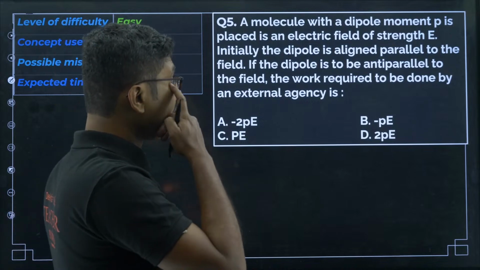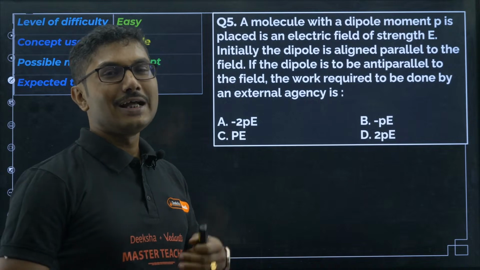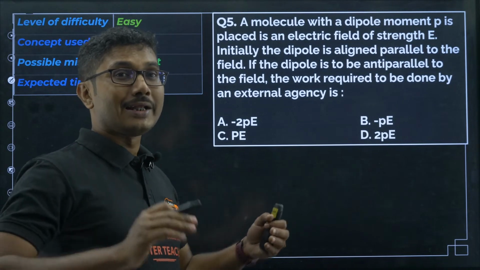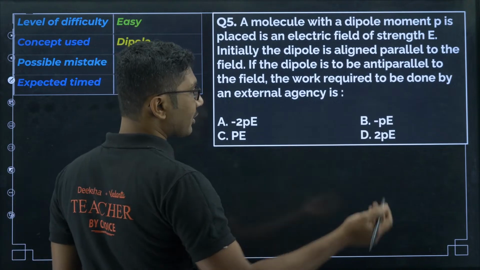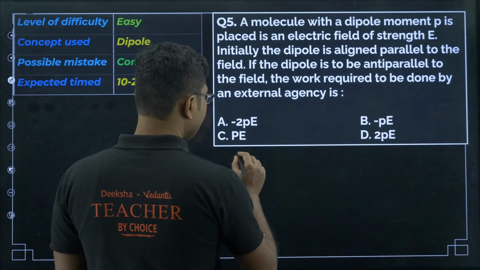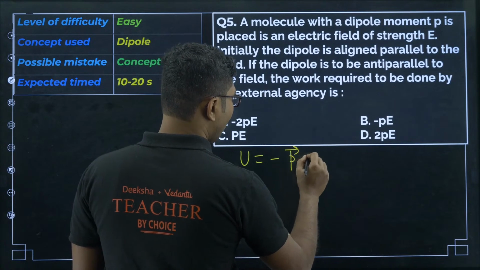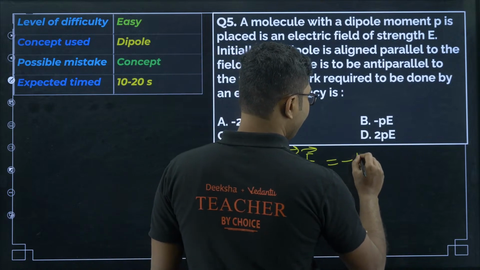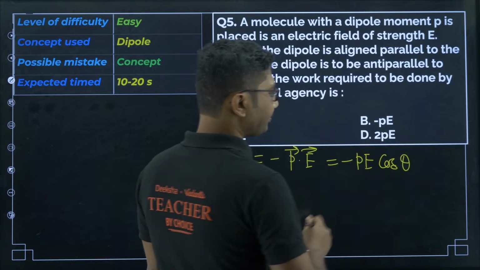Okay, so let's understand the theory. First we have to understand what the work done is in this case. Work done is basically the change in the potential energy: final potential energy minus the initial potential energy. So what is the formula for potential energy of a dipole kept in an electric field? The potential energy formula is minus P dot E, that is minus PE cos theta.